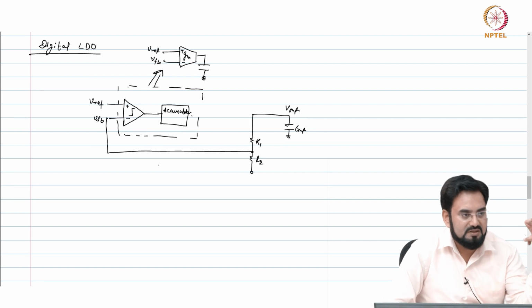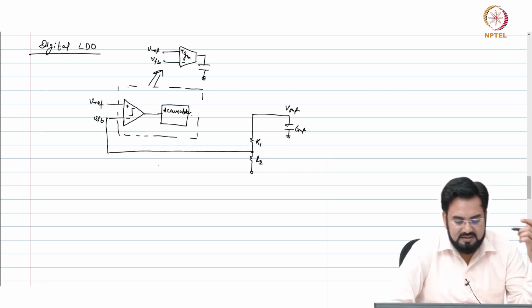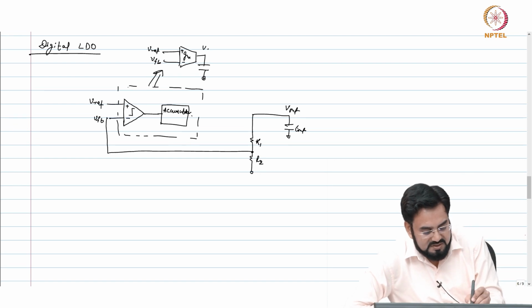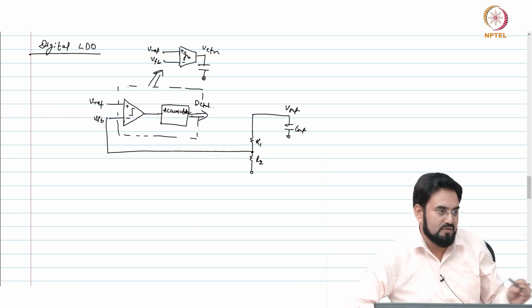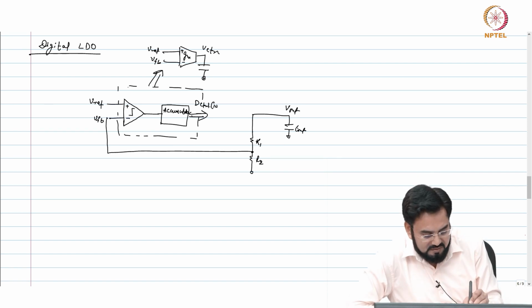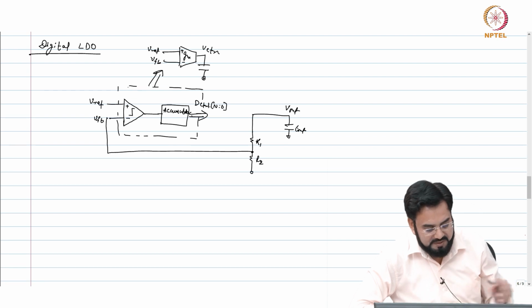So it compares your reference with the feedback voltage, and in the analog case this was generating VCTRL. Now this will generate a code, I will call it DCTRL, digital code, depending upon how many bits you have. Okay, so n plus 1 bit.